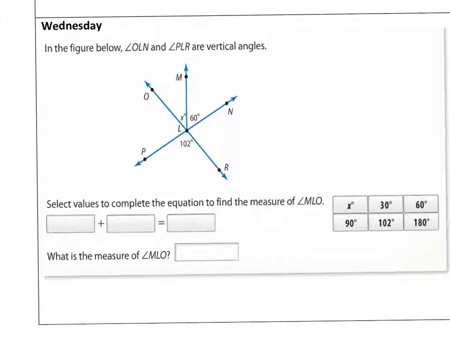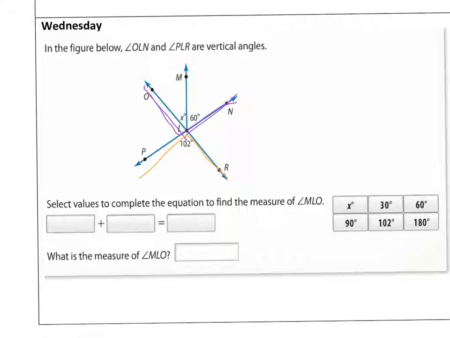Alright, so now on Wednesday, in the figure below, we have angle OLN and angle PLR are vertical angles. So vertical angles are angles that are going to be across from each other, and they create almost like a V shape. So we notice OLN, and then we notice PLR.